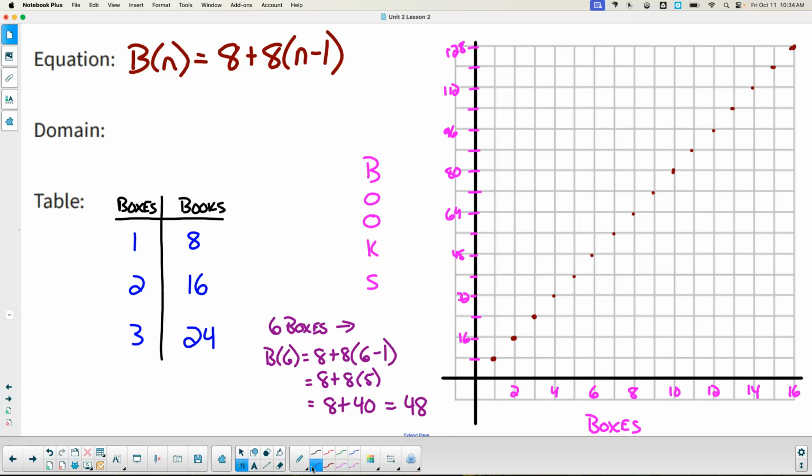The other way that we could do that is we could go over on our graph and we can go up 6 boxes until we find what we're looking for, until we meet our graph, and then go over to see how many books it is, and it is 48. 2 ways of doing that.